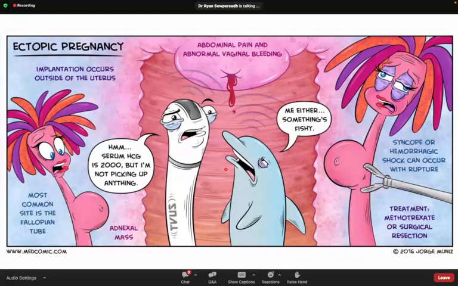So ectopic pregnancy, essentially, we said, is implantation anywhere outside the uterus, right? Manifests with abdominal pain, abnormal vaginal bleeding. The most common site is the beloved fallopian tube, and it manifests with an adnexal mass, okay? Patients present with syncope or hemorrhagic shock, and that can occur when there's rupture. Okay, ideally you want to go surgical, right? And here we have the transvaginal ultrasound probe, which says, serum beta-hCG is 2000, but I'm not picking up anything. And the dolphin is there saying, something's fishy. Well, I'll leave you to figure out why it's saying fishy, right?